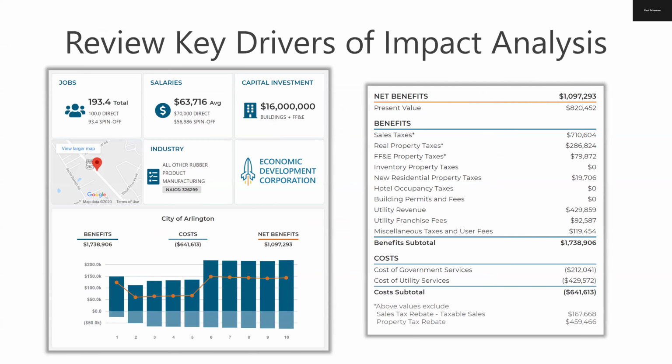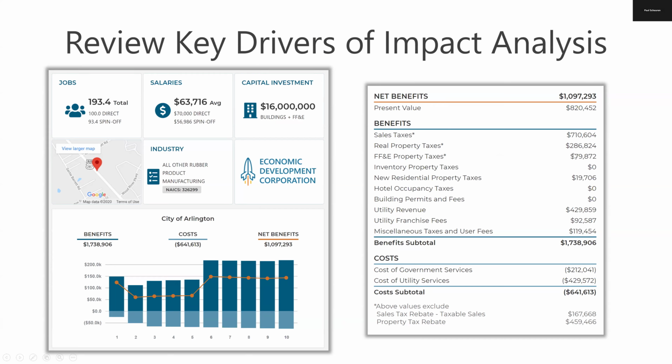The last thing I wanted to point out was this: when you've prepared an analysis, it's helpful to look at what the key drivers of that impact analysis are, I guess I should say the key drivers of the net benefits. So by going down here and saying, okay, total net benefits are $1 million, what are the things that ultimately are driving that number? If we look at this screenshot, which is from a long time ago, I don't remember what the project was necessarily, but we can see sales taxes of 700,000.